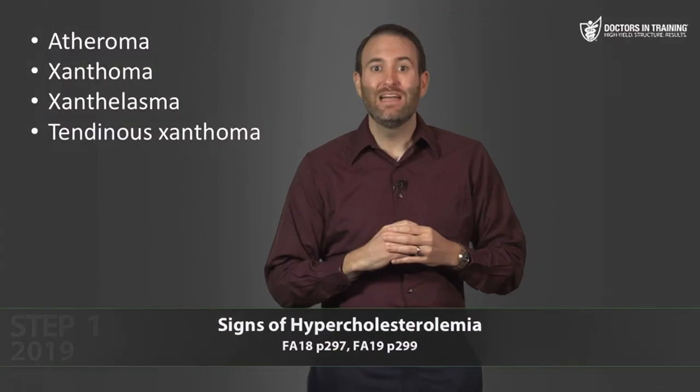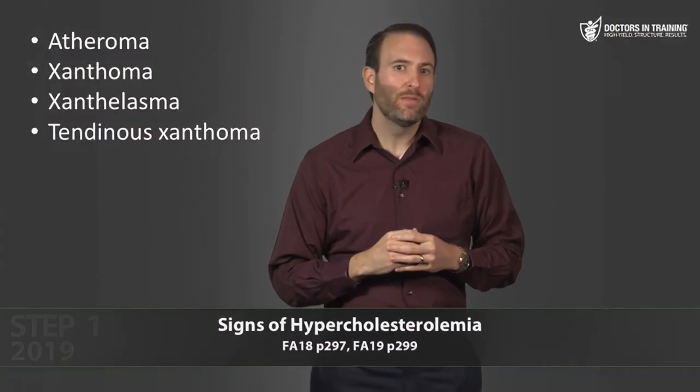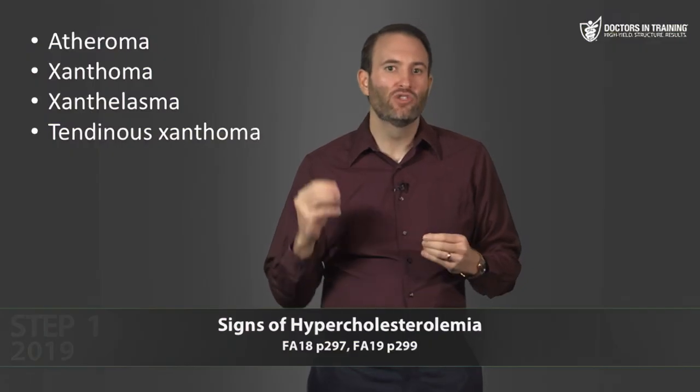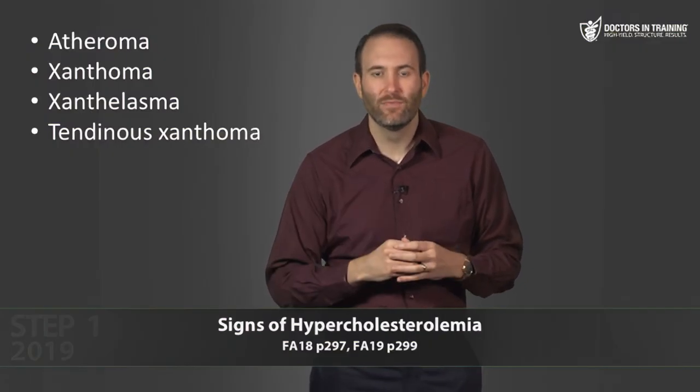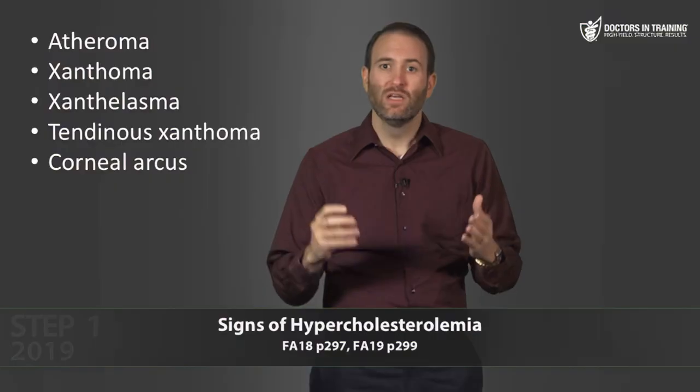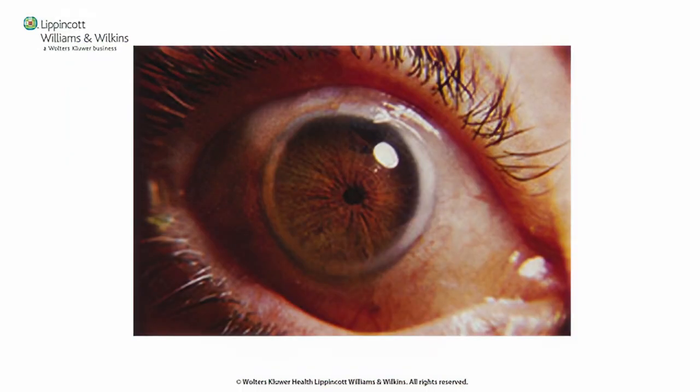You can also have tendinous xanthomas, where you have lipid deposits in your tendon. The most common location is the Achilles tendon. And then the corneal arcus is a lipid deposit in the cornea itself. It's a little bit nonspecific, but it still can definitely be a sign of hyperlipidemia.